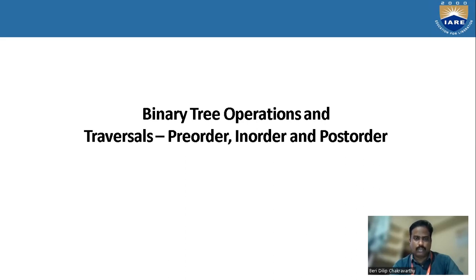Today we are going to discuss binary tree operations and the traversals that are present in a binary tree. As we all know, a binary tree consists of a maximum of two children. It may have zero children, one child, or two children, so we call it a binary tree. A binary tree is a non-linear data structure where nodes have children.